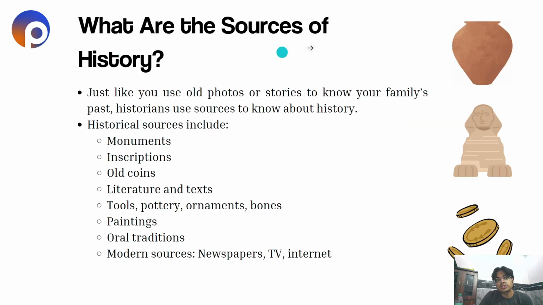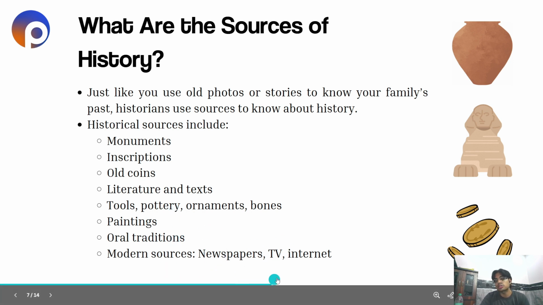Now, what are the sources of history? Just like you use old photos or stories to know about your family's past, historians use sources to know about history. These are some of the sources such as monuments, inscriptions. Inscriptions are the writings that are written on hard surfaces, such as rock and pillars. Old coins, literature and texts, tools, pottery, ornaments, bones, paintings, oral tradition, and modern sources such as newspaper, TV, and internet help in spreading this information.